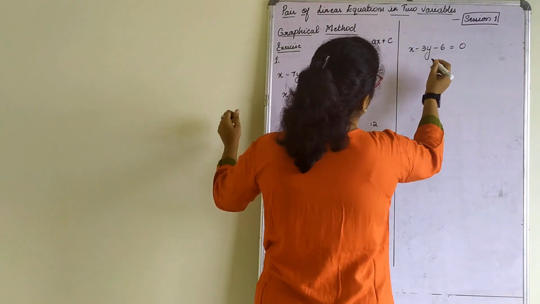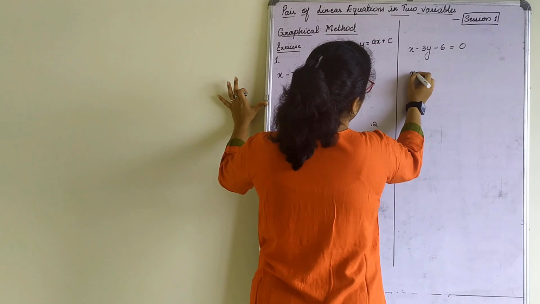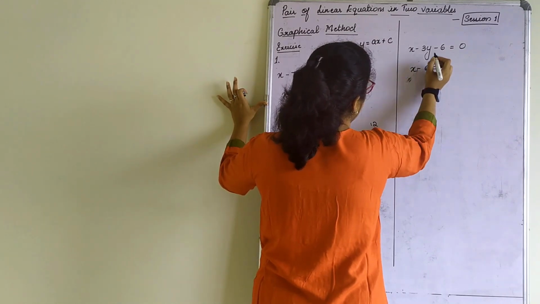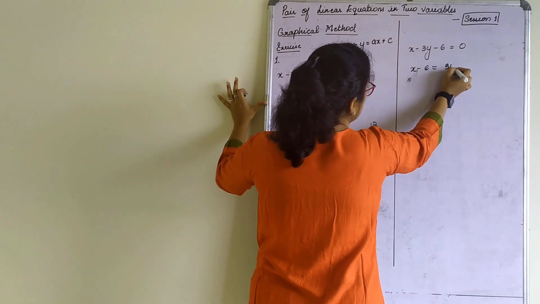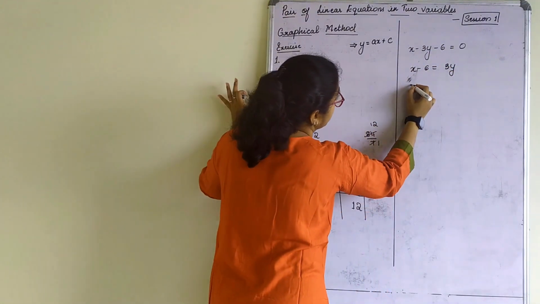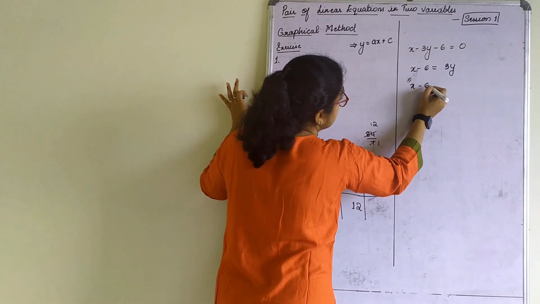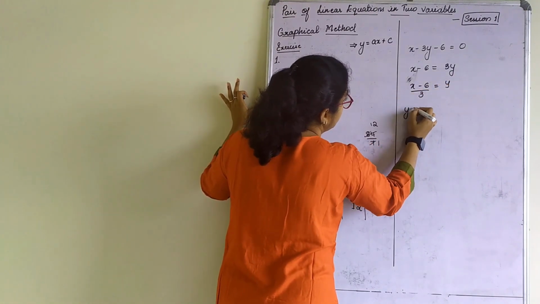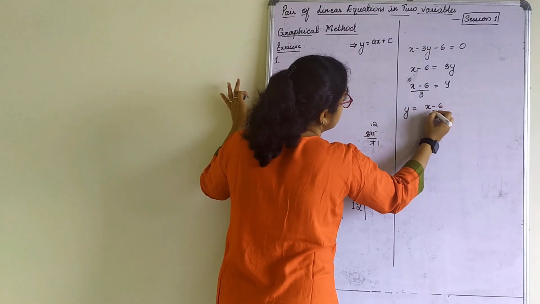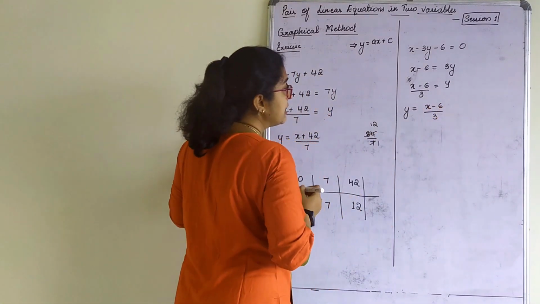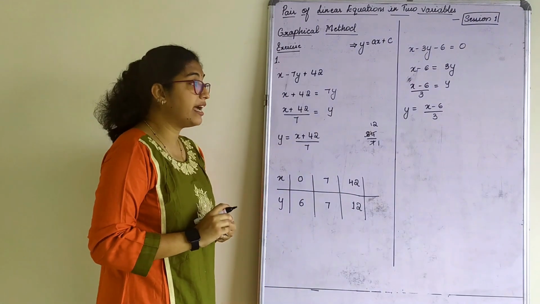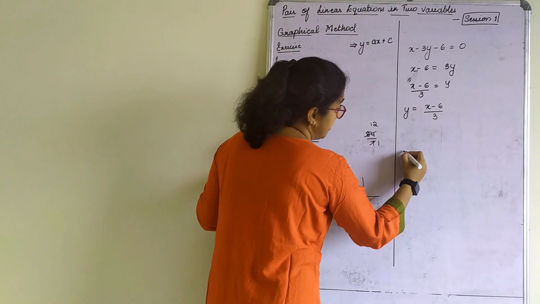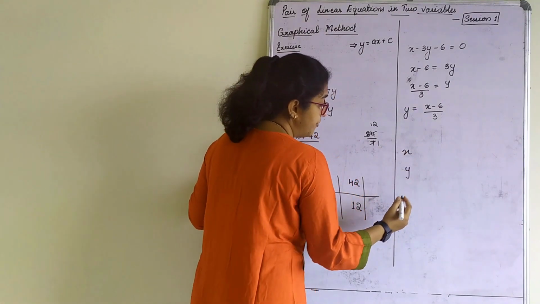Let's go for this. Here also, what we will do now, I will keep x minus 6 here. I will shift 3 to that side. So this will become plus 3y. (x minus 6) divided by 3 is equal to y. Therefore, y is equal to (x minus 6) divided by 3. Give values in such a way that it should be divisible by 3. First, make a tabular column x and y.